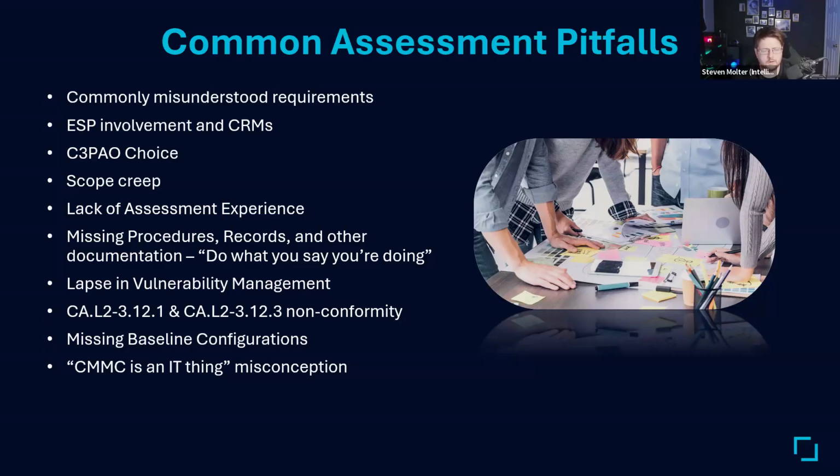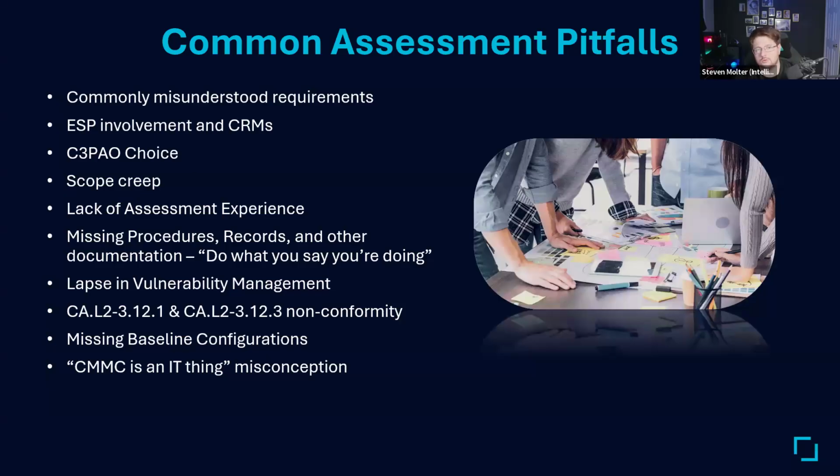80 C3PAOs doesn't seem like much, but it's getting to the point where they're starting to develop a reputation. And our recommendation, based on experience, is to really talk and spend time and vet the C3PAOs, talk to other people, get testimonials, things like that.